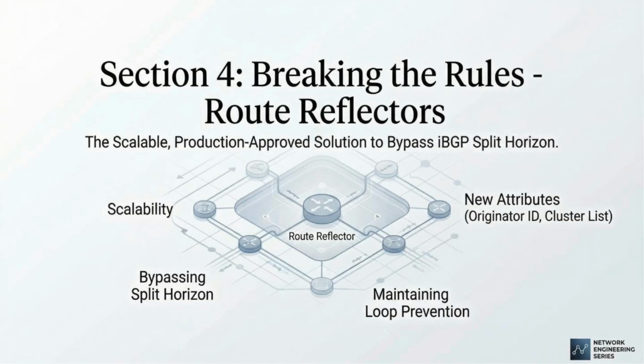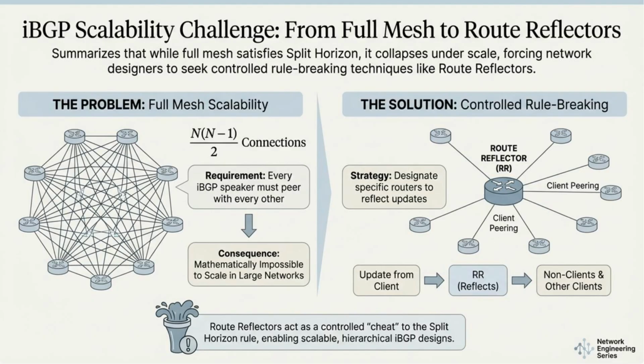Section 4. Breaking the rules. Route reflectors. We solve the full mesh scalability issue using route reflectors, RR. A route reflector is a BGP feature that allows us to deliberately break the split horizon rule in a controlled manner. Here is how it works.